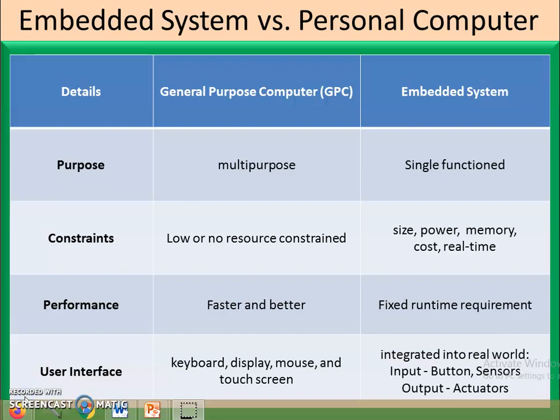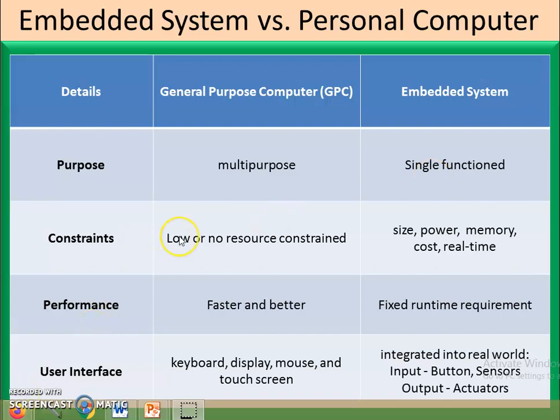Next topic is embedded system versus personal computer. How is a general purpose computer different from an embedded system? The difference between a PC and an embedded system can be summarized on the basis of purpose, constraints, performance, and user interface. Purpose: unlike a GPC, which is built to be customizable in software and can be used for multiple purposes, an embedded system is rather simplified and built to serve a dedicated purpose, that is, a single function.